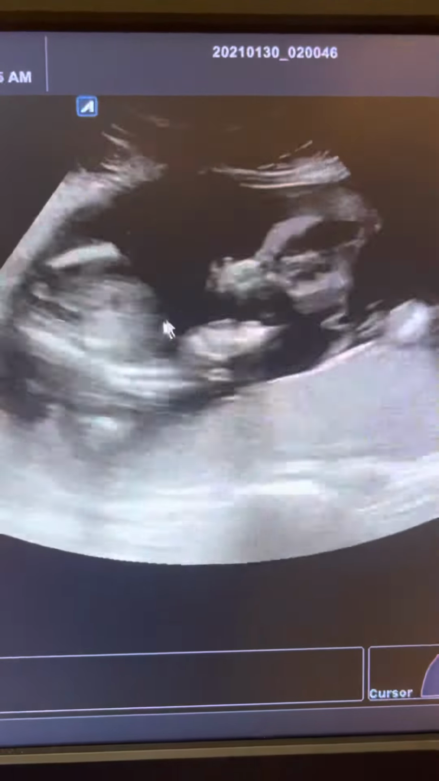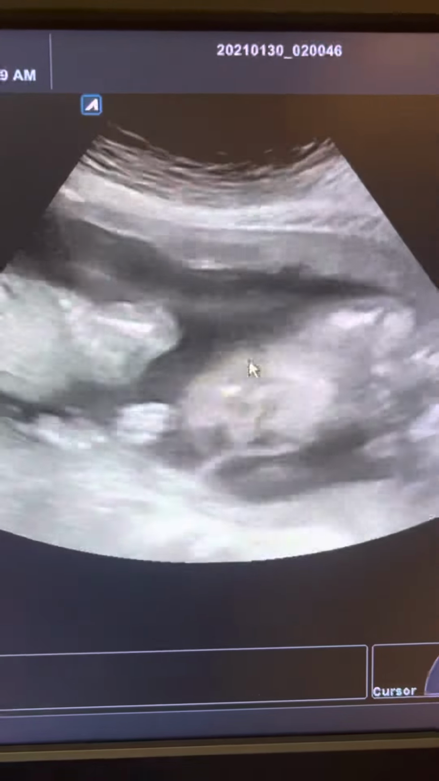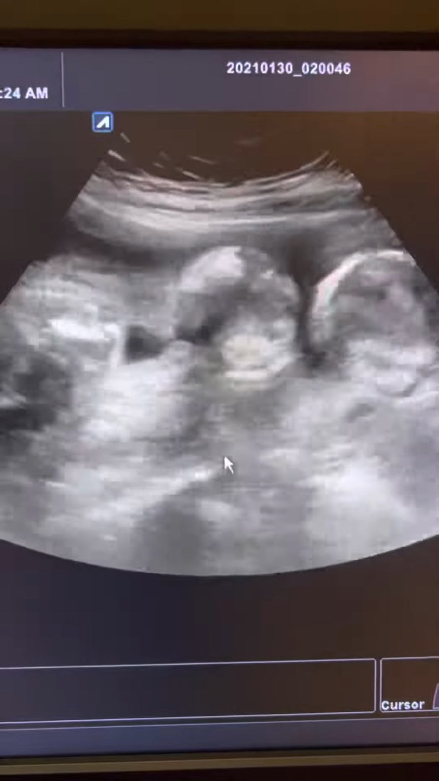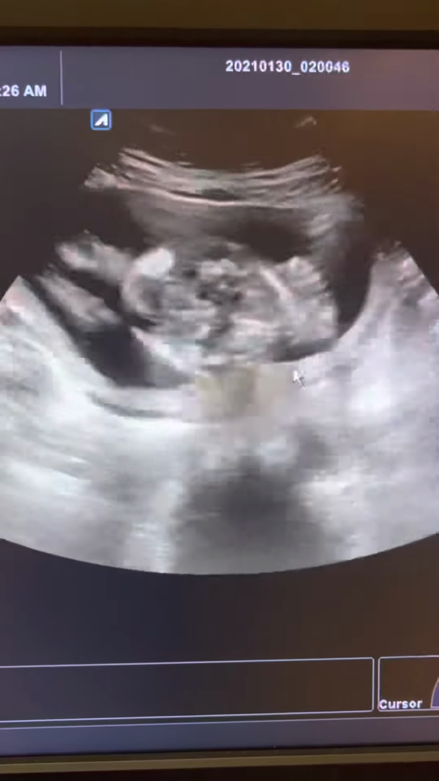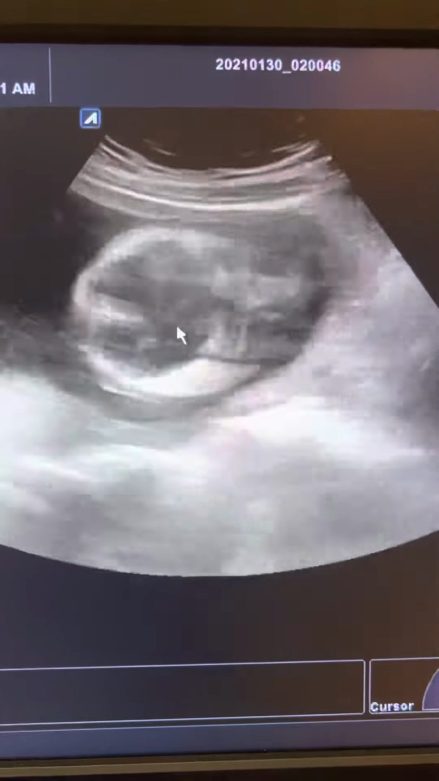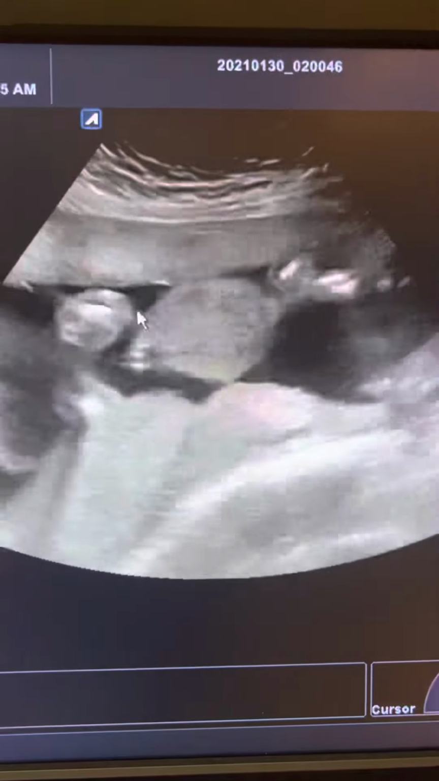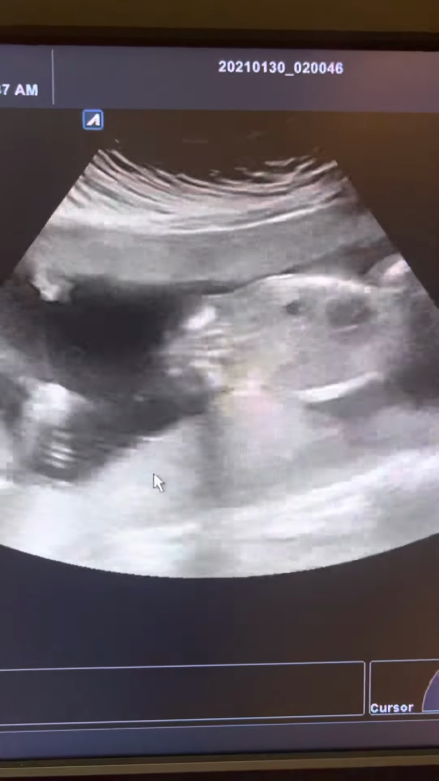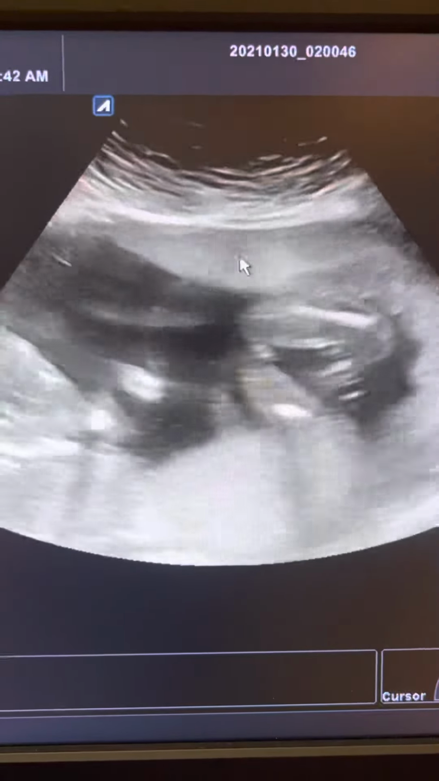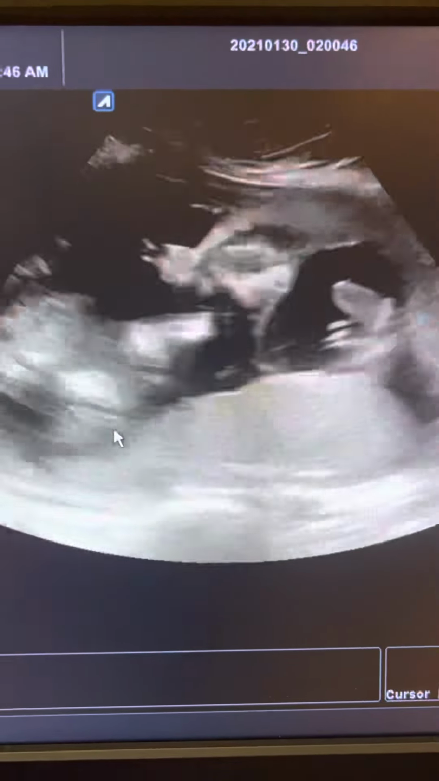So, we have a fetus on top, a fetus in the middle, and the third fetus is here in the lower abdominal, lower endometrial cavity. Here we have the placenta of one fetus, this one another placenta, and this one the other placenta.